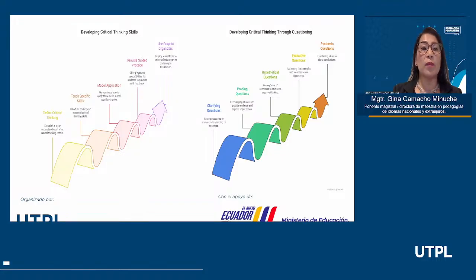Provide guided practice. Offer structured opportunities for students to practice with feedback. As I have told you, when you give them feedback, you need to encourage them. If it is a written task, you need to encourage them to review it. It's not just to receive it and to put it into the backpack. You need to encourage them to review what were their mistakes in order to consider those suggestions to improve in future tasks. Use graphic organizers. Employ visual tools to help your students organize and analyze information.